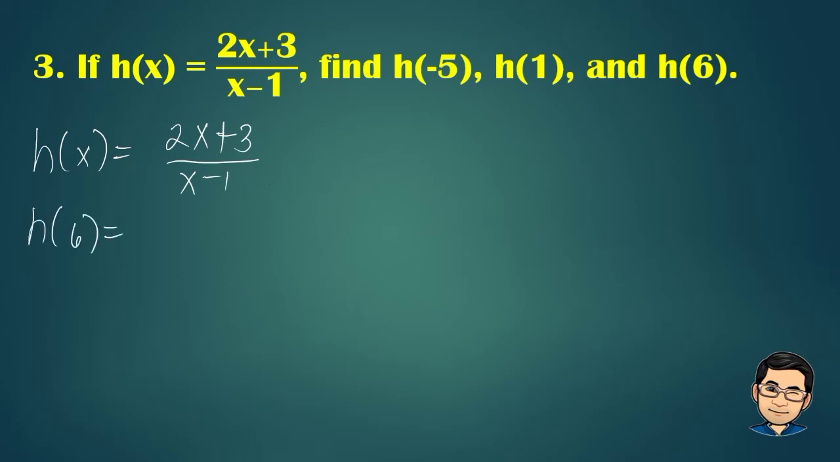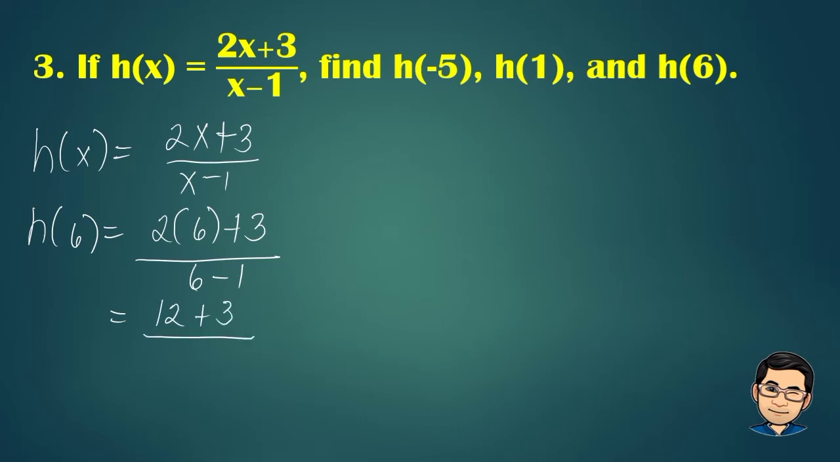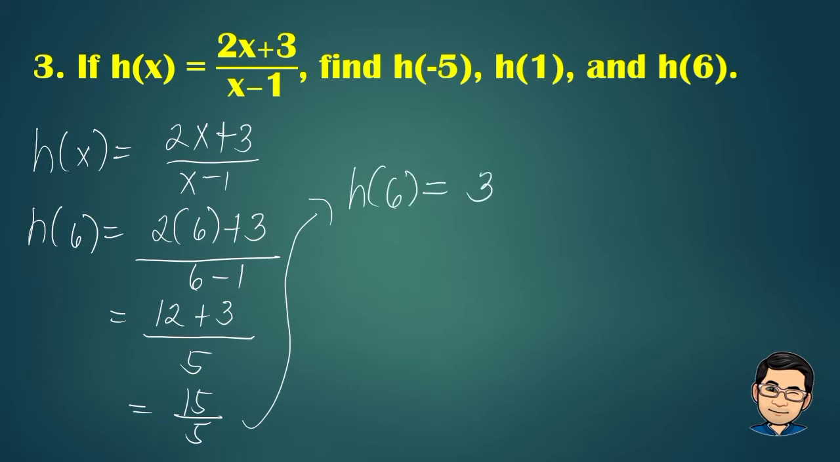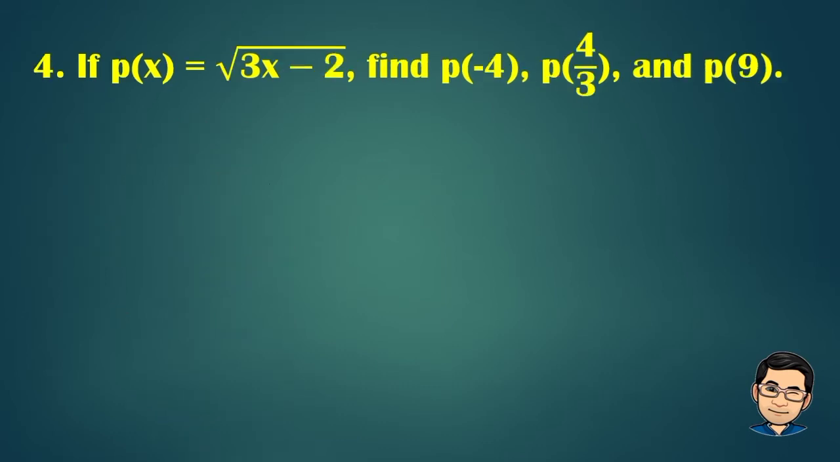And then we substitute 6 in place of x, that is 2 times 6 plus 3 all over 6 minus 1. So 2 times 6, that is 12, plus 3 over 6 minus 1, that is 5. 12 plus 3, that is 15, over 5. So the value of h of 6 is equal to 3.